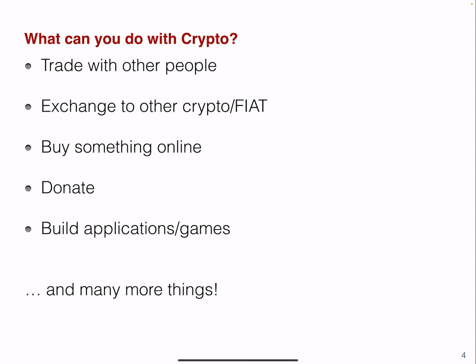So summarizing, what can you do with crypto nowadays? Well, you can trade with other people, right? Whether this is on-chain, so within the blockchain, or outside the blockchain, you can trade with other people. You can exchange crypto to other crypto, or you can exchange to fiat money. Fiat money being, for example, the US dollar, the Swiss franc, the pound, etc. Or you can buy something online. You can donate, you can build applications and games, and you can do so many more things. The world is unlimited here.